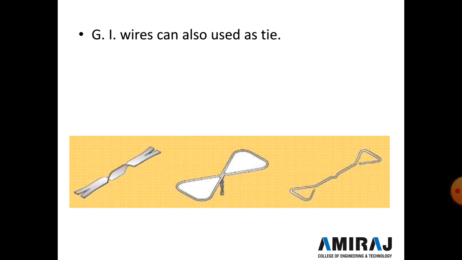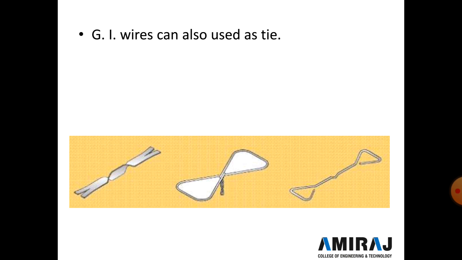Next, GI wire can also be used as ties. Here you can see different figures on the screen. The two ends of the wire are twisted together and bent downward, so the moisture falls down into the cavity without seeping to the inside of the wall. See this middle figure, where a pointer is given. The pointer is seen in a downward direction, so all the moisture falls down by the pointer into the cavity without seeping into the wall.